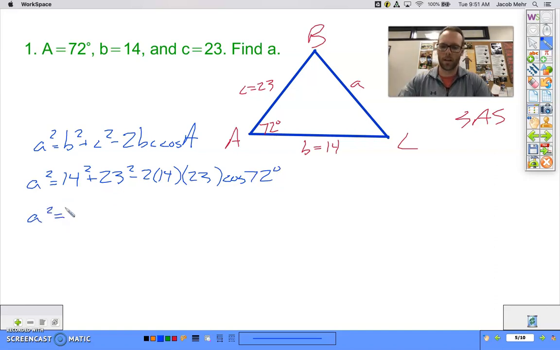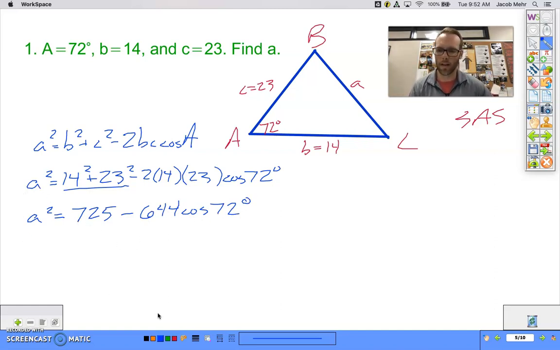So, time to grab my calculator. I'm going to take 14 squared plus 23 squared. So these two, that's 725. Notice sometimes students want to type in 14 squared plus 23 squared minus 2 times 14 times 23. However, 2 times 14 times 23 is in a product with the cosine of 72, so we can't combine all of this. Sometimes students want to do that. We can do this part, which is 725, and then minus 2 times 14 times 23, which is 644, times the cosine of 72 degrees. That's what we have.